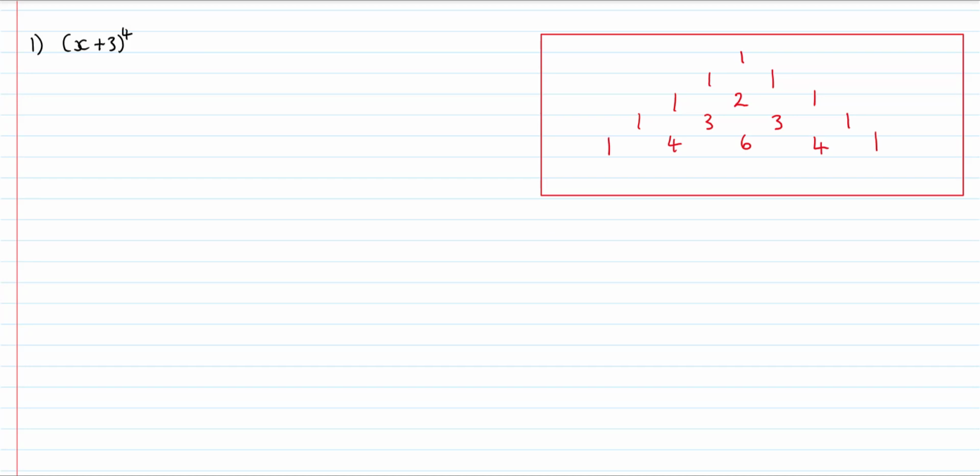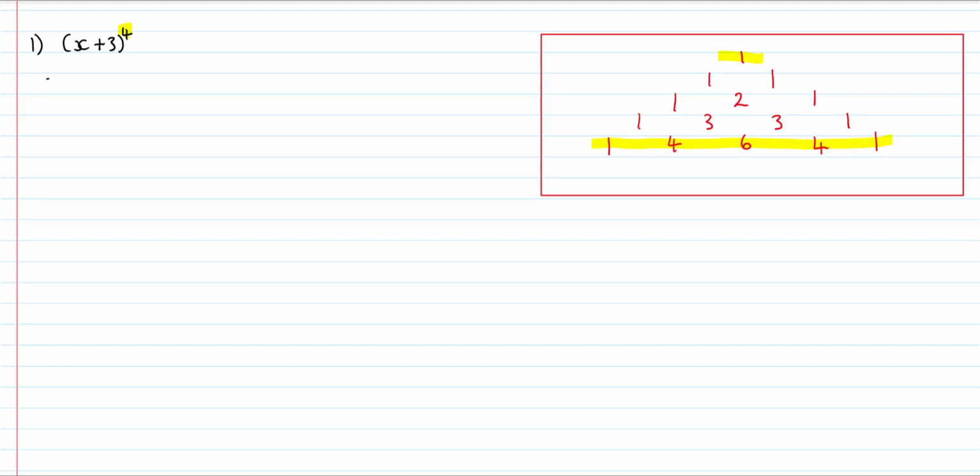By convention, we call this top row row 0, and that is because we want our row numbers to match up with the index here. So if we look at row 4, that is going to be this row here. So the coefficients that we need are 1, 4, 6, 4, 1.